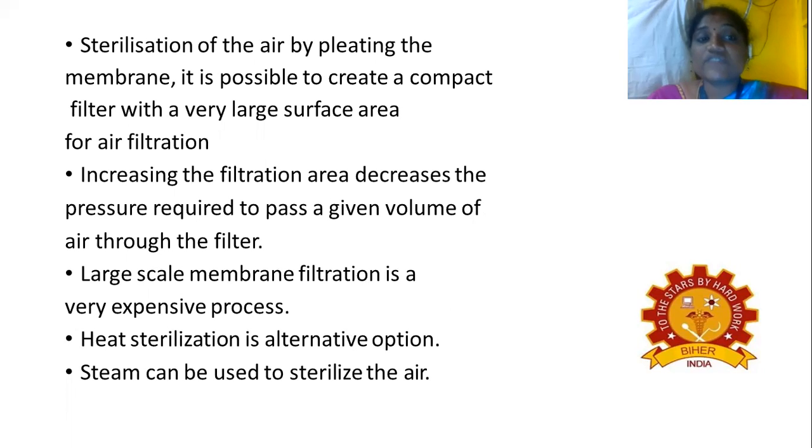Pleating the membrane makes it possible to create a compact filter with a very large surface area for air filtration. Increasing the filtration area decreases the pressure required to pass a given volume of air through the filter. Large scale membrane filtration is a very expensive process, so heat sterilization is an alternative option. Steam can be used to sterilize the air.